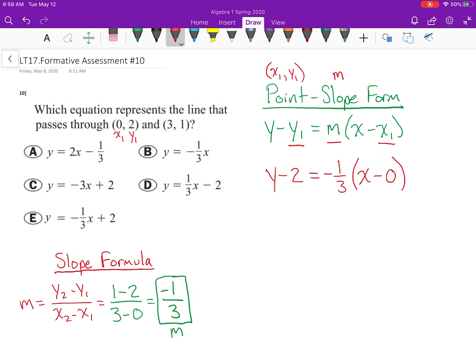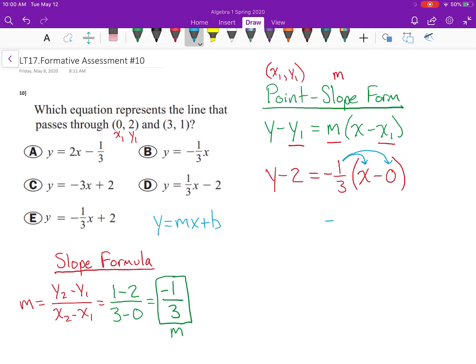So I now have my equation in point slope form, but looking at all of my choices, A, B, C, D, and E, these are all in slope-intercept form, or y equals mx plus b. So I need to convert point slope form into slope-intercept form. Now if I look carefully here, that means I need to distribute my slope of negative 1/3 into these parentheses.